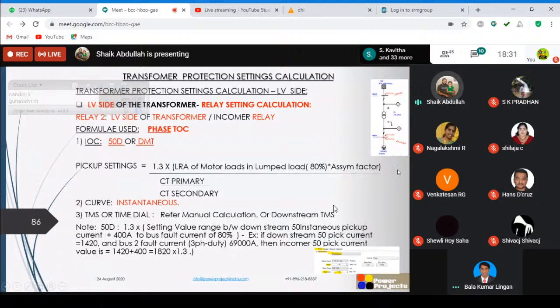And if downstream you have the motor, you have to consider 80% of that, and you have to include the asymmetrical factor, and you have to give the 30% additional margin, and then give the settings. This is nothing but instantaneous, and you have to give the time dial as per your downstream.